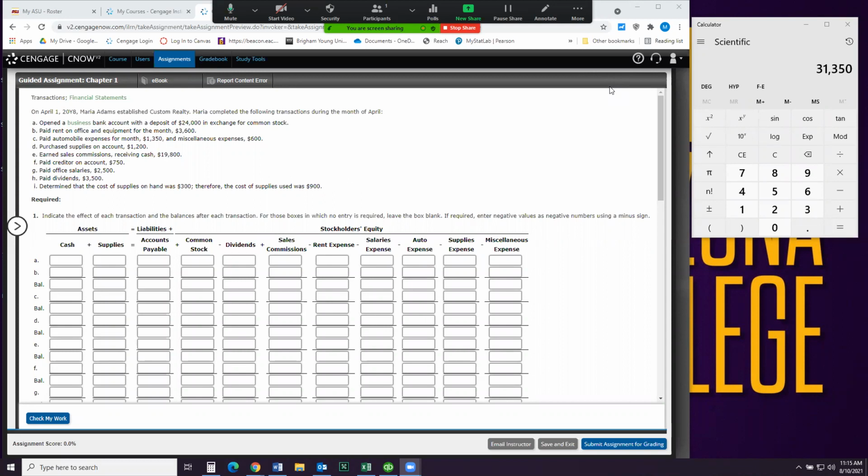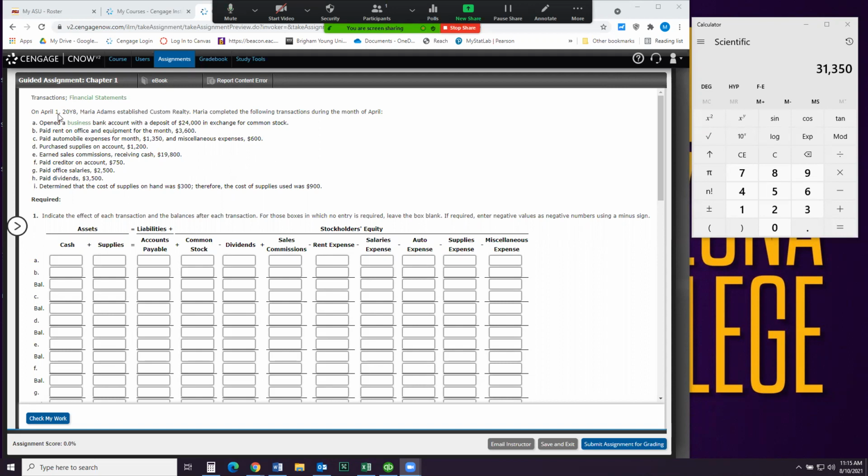It's a good chance to figure out how Cengage works so that you're more comfortable with it and to learn a little bit that will help you with the assignments in the class. There'll be one for each chapter, a guided assignment, where we work it out together. In a face-to-face class, of course, we would just work it out in class, but here in an online class, this is what we have. So I'm going to go ahead and get started.